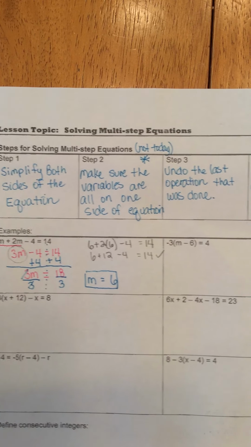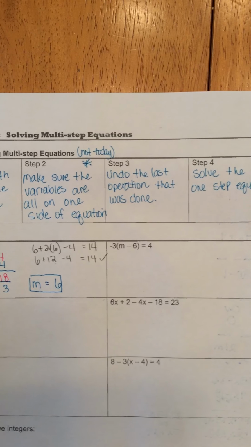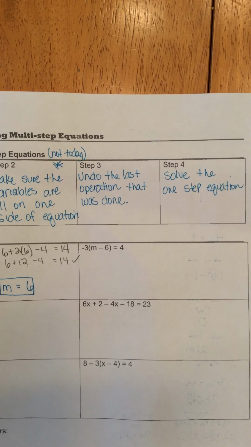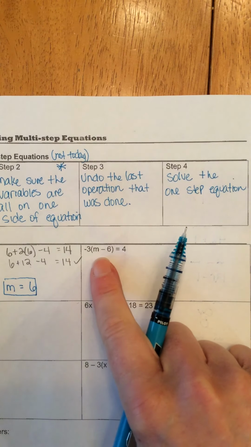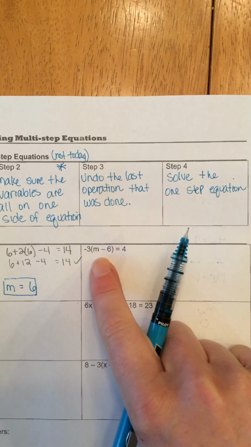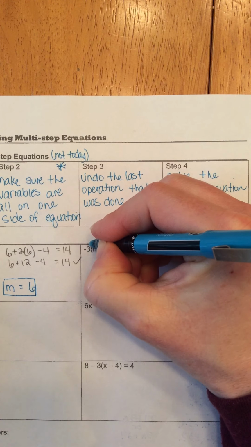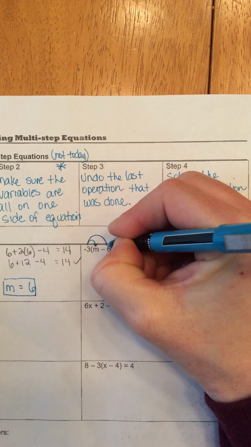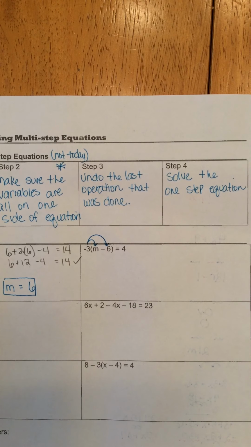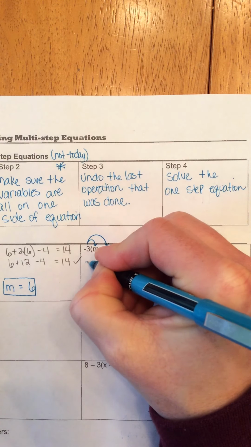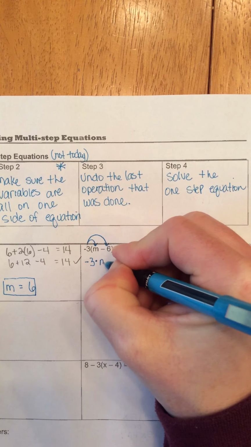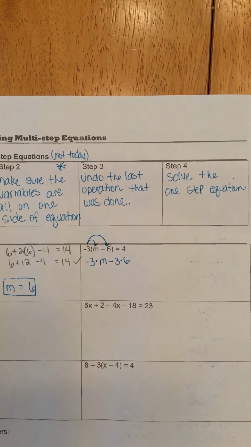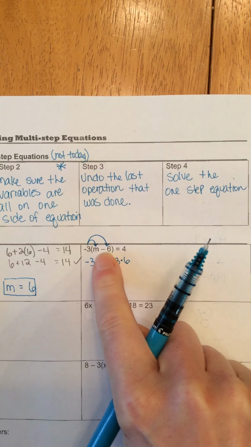Let's do a second example so we can see simplifying with the distributive property. So when I do step 1 on this equation, simplifying both sides, I would need to get rid of this parentheses, and the way I do that is I take -3 and I multiply by everything inside. I like to write that out. -3 times m minus 3 times 6. I wrote minus there because of this minus.